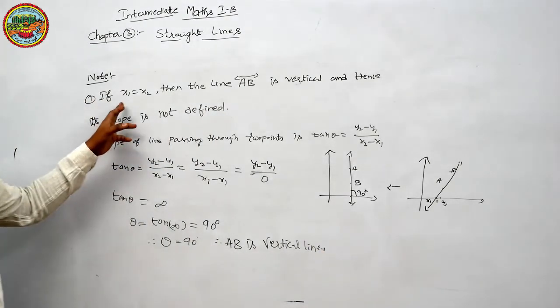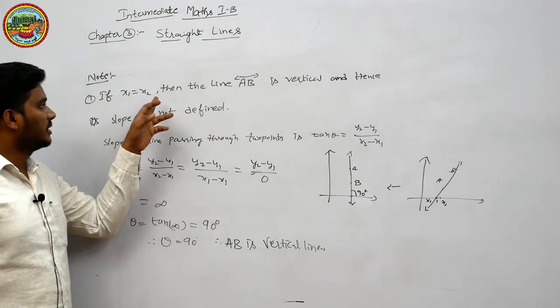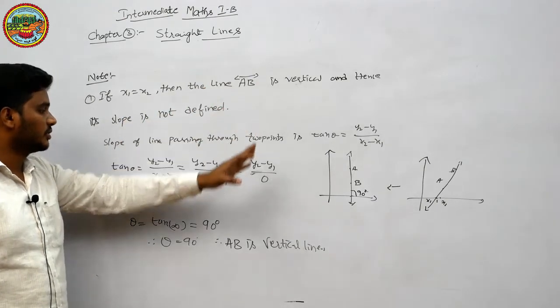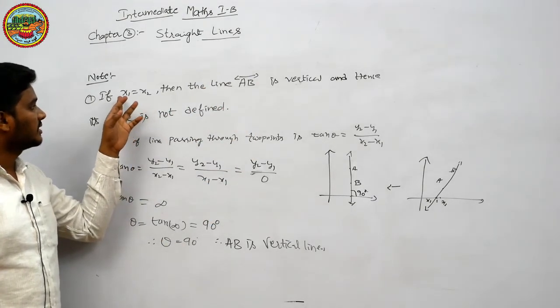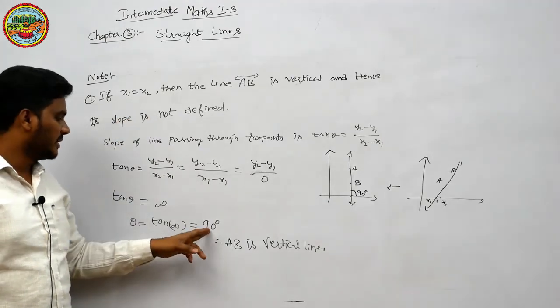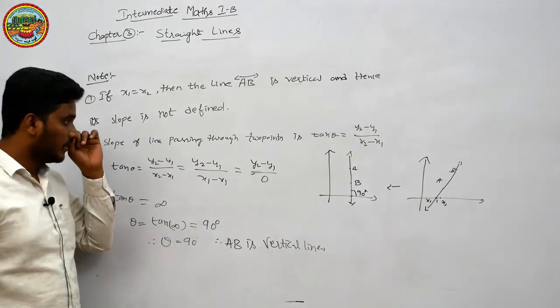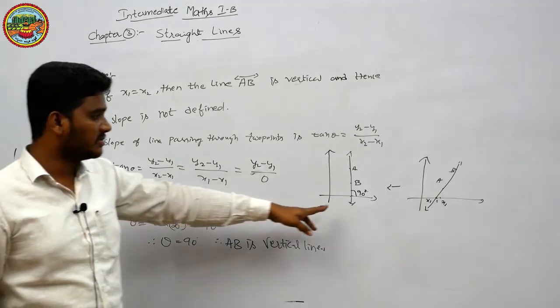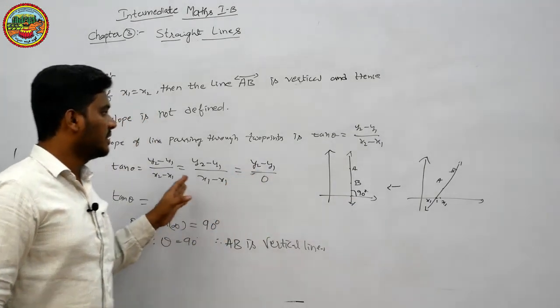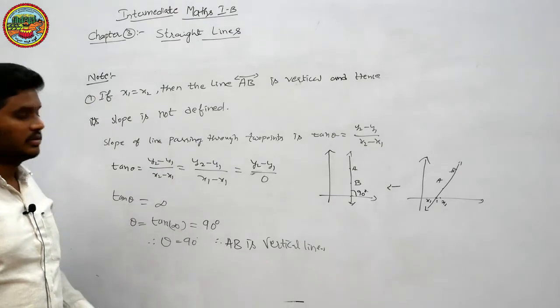So here if x1 is equal to x2, then the line AB is vertical. So when x1 is equal to x2, we have theta 90 degrees, then clearly AB is a vertical line, which makes 90 degrees with the x-axis, and the slope of that line is not defined. Okay.